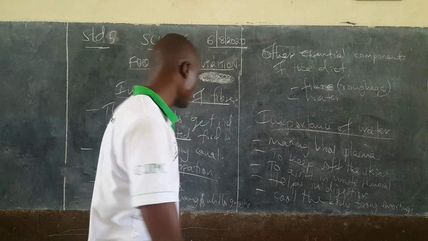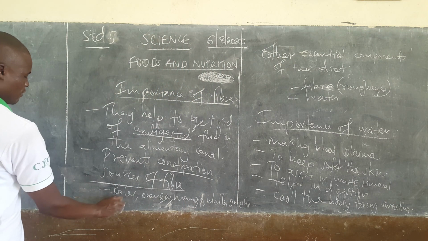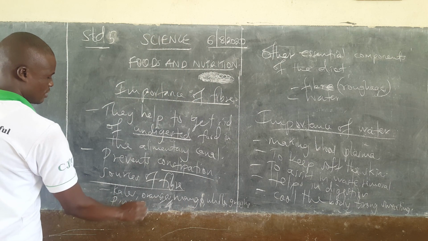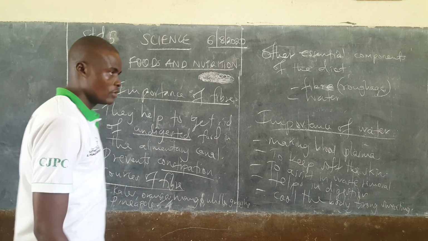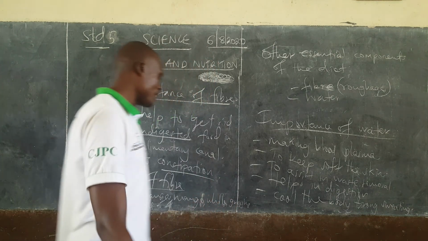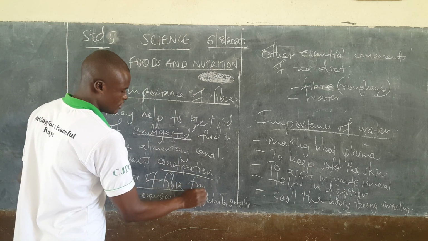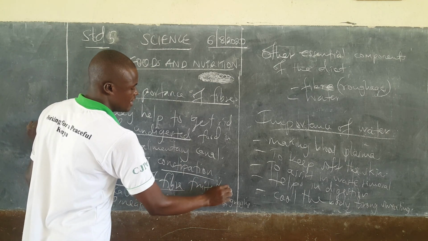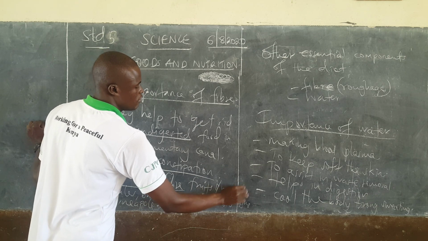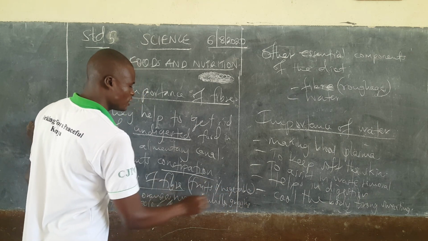And then we have pineapple. So sources of fiber are simply fruits and vegetables. Most fruits and vegetables are good sources of fiber in our body.